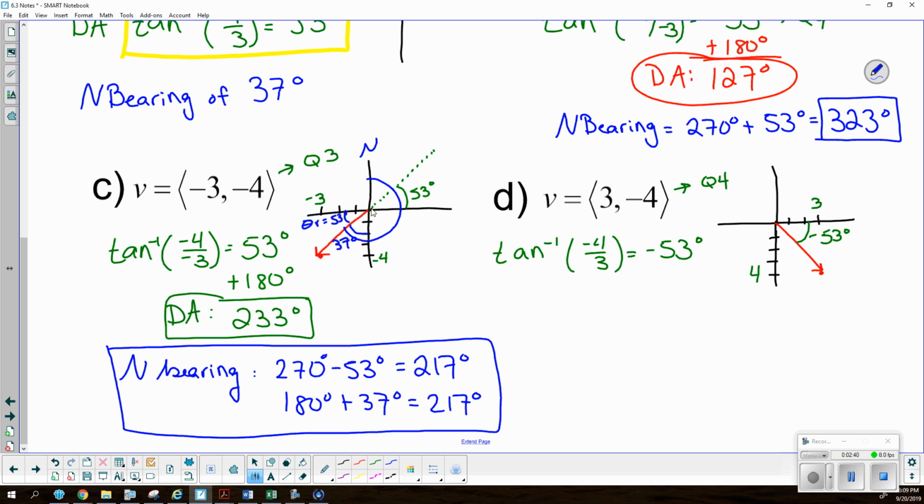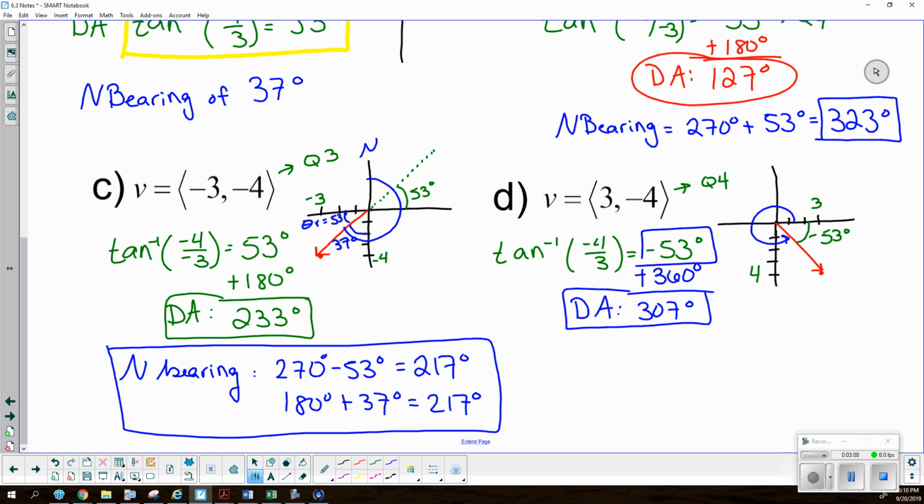If you don't like having a negative angle, add 360 degrees to it to get the positive version of that angle. -53 plus 360 is 307 degrees. So the direction angle is 307 degrees, or -53 degrees. Either one I'm okay with.